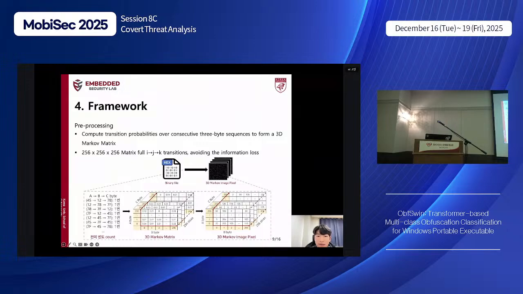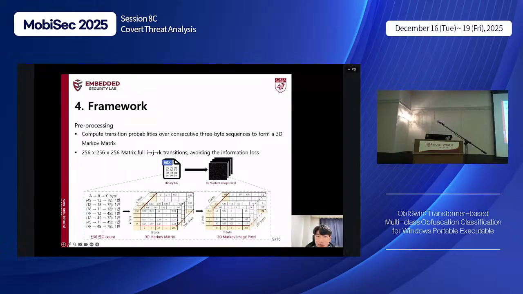The first detailed step in preprocessing is constructing the 3D Markov matrix. We read the PE binary as a raw byte sequence, and then for every consecutive triple i, j, k of bytes, we count how often the transition i to j to k occurs. After normalization, we obtain a probability distribution over all possible 3D transitions.